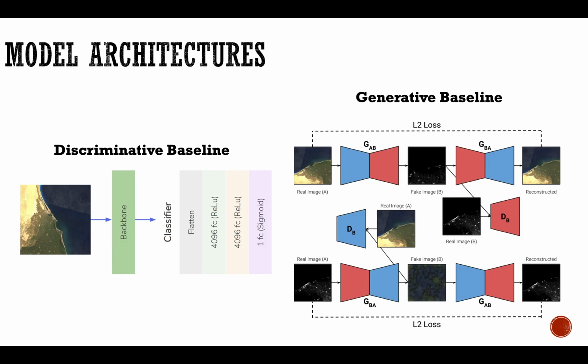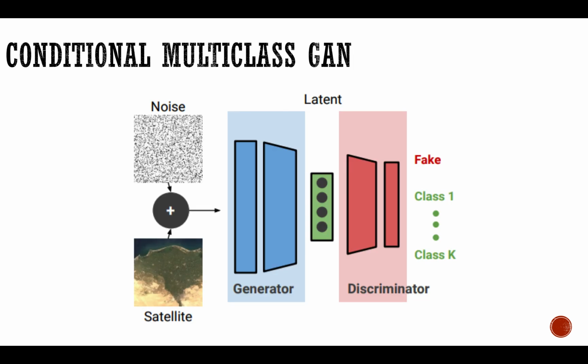Our discriminative baseline consisted of convolutional layers followed by fully connected layers. We also used a generative baseline, which was the pix2pix image-to-image translation model, which we use to generate nighttime images from daytime images. We also explored a conditional multi-class GAN where we not only predict real or fake, but which of the K classes a given daytime image was in.